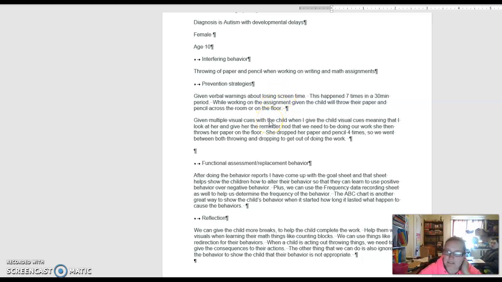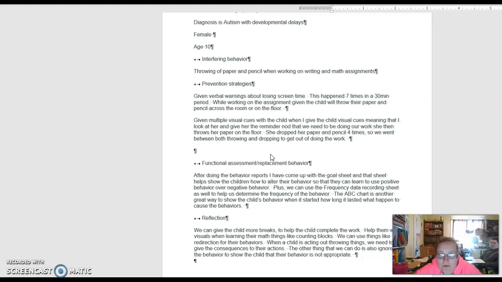So the diagnosis that I have is autism with delays, a female, age 10. She throws paper and pencil when working on writing and math assignments. We give verbal warnings about losing screen time, as this is a child who will use screen time all the time. That's kind of her go-to. That's her escape. That's a little bit of everything. This happened 7 times in a 30-minute period while working on the assignment.